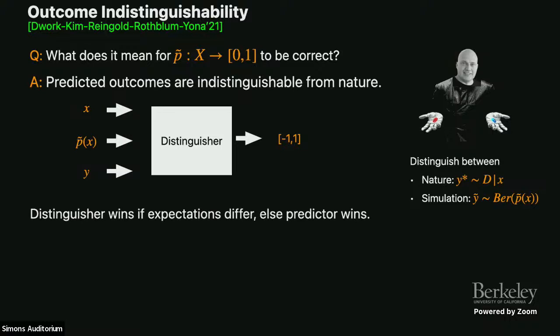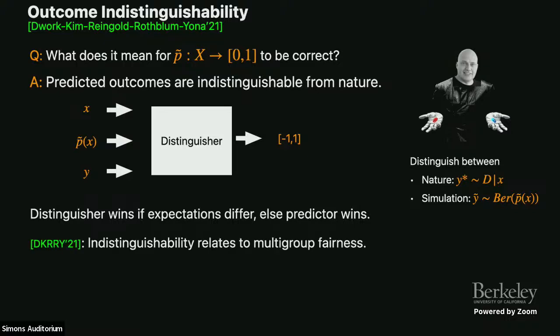So the distinguisher, I'm going to allow it to be a real valued bounded function in the interval -1, 1. We say that the distinguisher wins if its expectation under these two distributions is different. Then it managed to tell apart nature and the simulation. If the distinguisher loses, then the predictor has won. It's managed to fool the distinguisher.